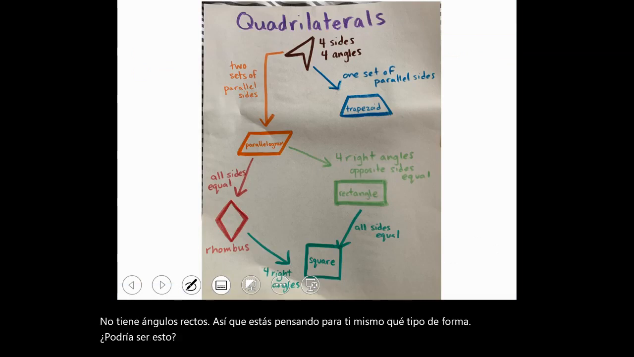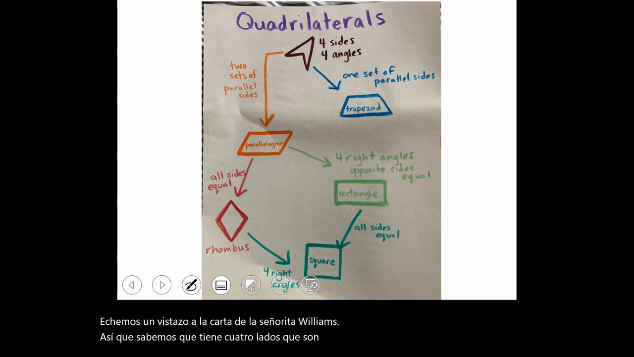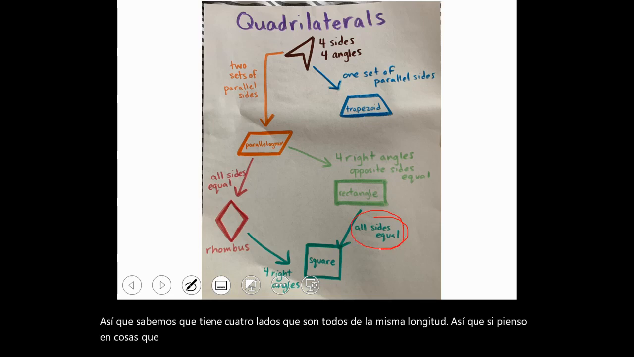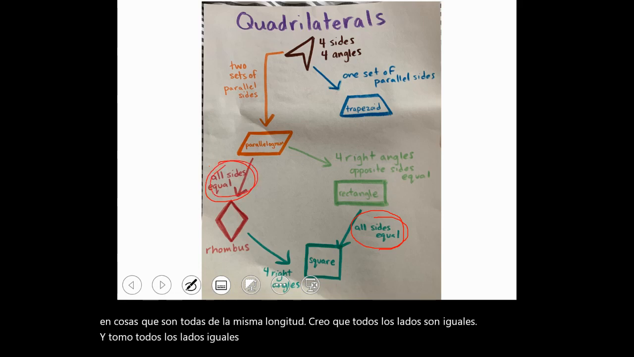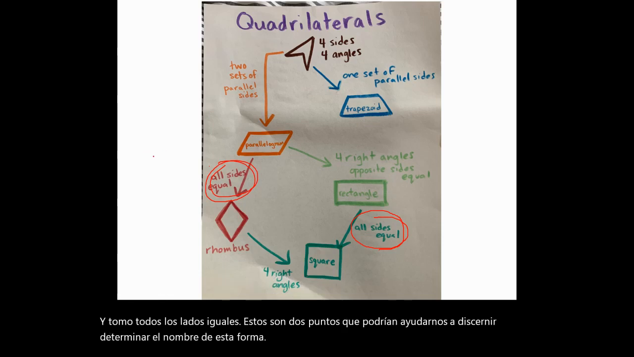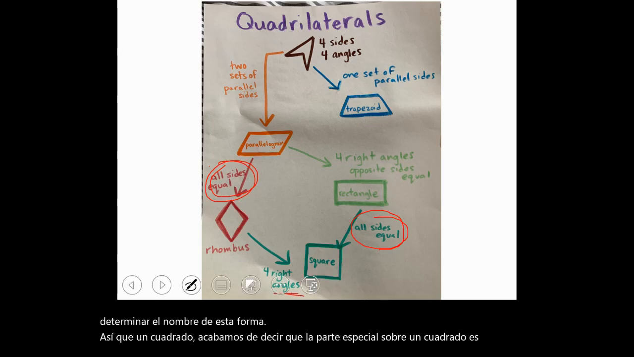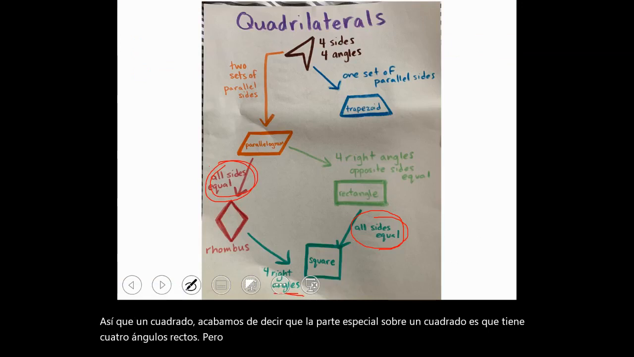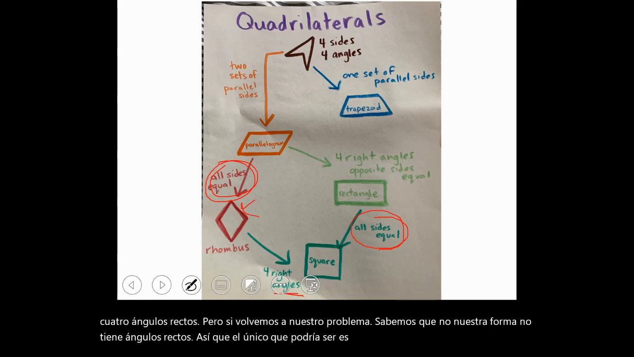Let's take a look at Ms. Whittam's chart. So we know that it has four sides that are all the same length. So if I think about things that are all the same length, I think all sides equal. These are our two spots that might help us to determine the name of this shape. So a square, we just said the special part about a square is that it has four right angles. But if we go back to our problem, we know that our shape does not have right angles. So the only one that it could be is our friend the rhombus. My favorite shape is the rhombus.